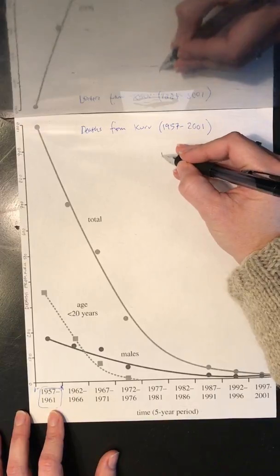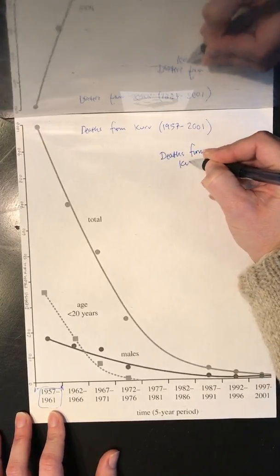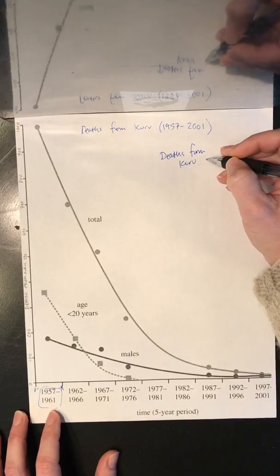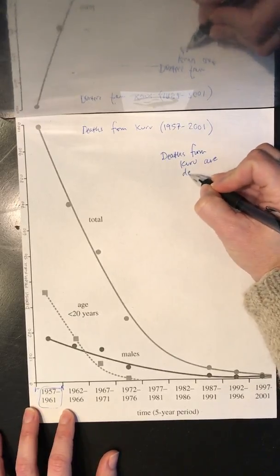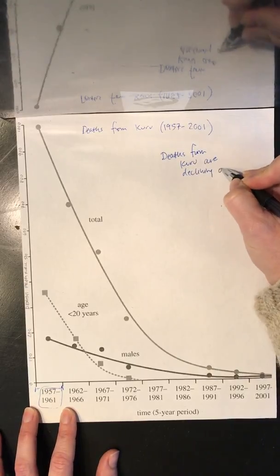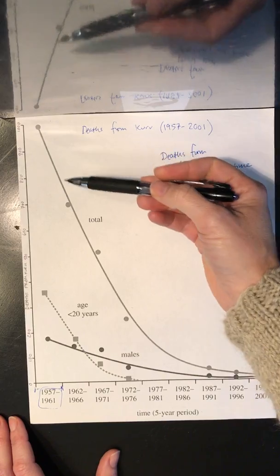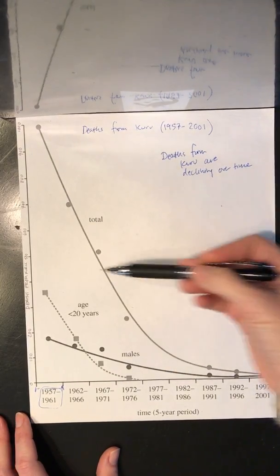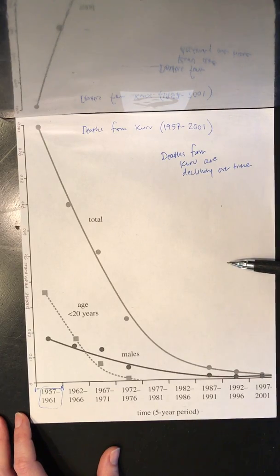So I can make my little notes here. So deaths from Kuru, and these are just notes from me. This is how I'm understanding the graph. Deaths from Kuru are declining over time. I'm going to keep it pretty basic for right now because all these lines are going down. If my lines were staying flat, it would mean there's no change in how many people per year are dying from Kuru.